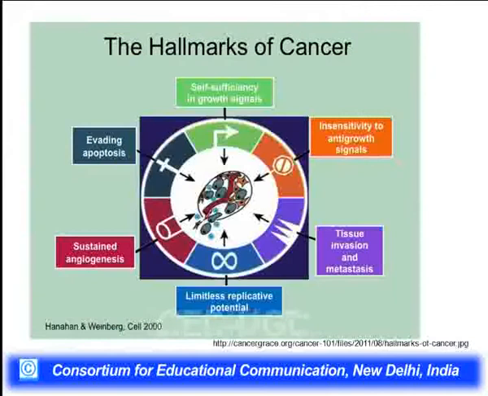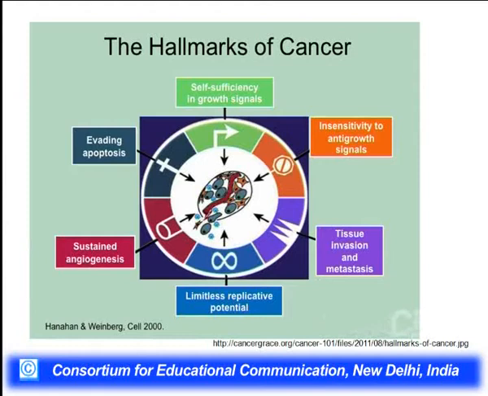Now, what are the various hallmarks of the cancer? So the hallmarks of the cancer are some of the processes which the cancer cell evades. So first, the cancer cell evades the apoptosis process. Apoptosis is basically the programmed cell death, which means that all these cells have been programmed to die after a particular age or particular time. So the cancer cells evade this apoptosis process so they can grow in an uncontrolled fashion, in an infinite fashion.